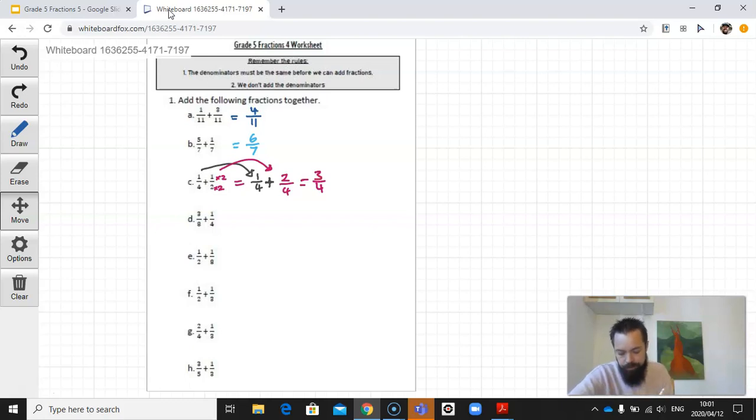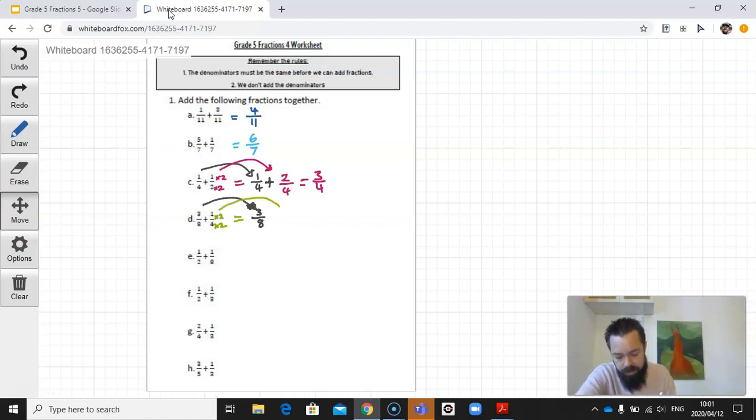In letter D, 3/8 plus 1/4. You'll notice that if we times this by 2, we can get them to both being 8ths. So first one, unchanged. And it is important that we keep them in the same order. With plus, it won't actually change the answer, but we need to get in the habit of keeping them in the same order. Otherwise, we end up with the wrong answers when we do subtraction.